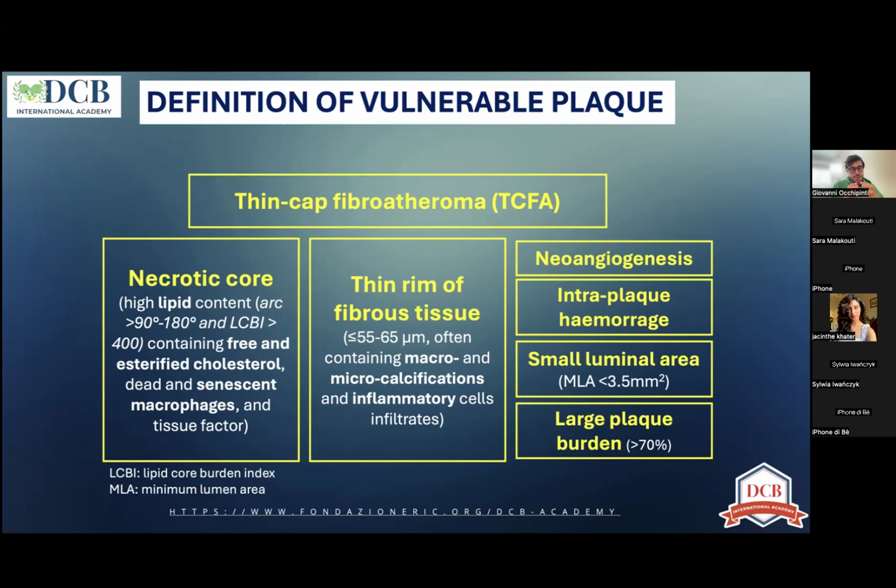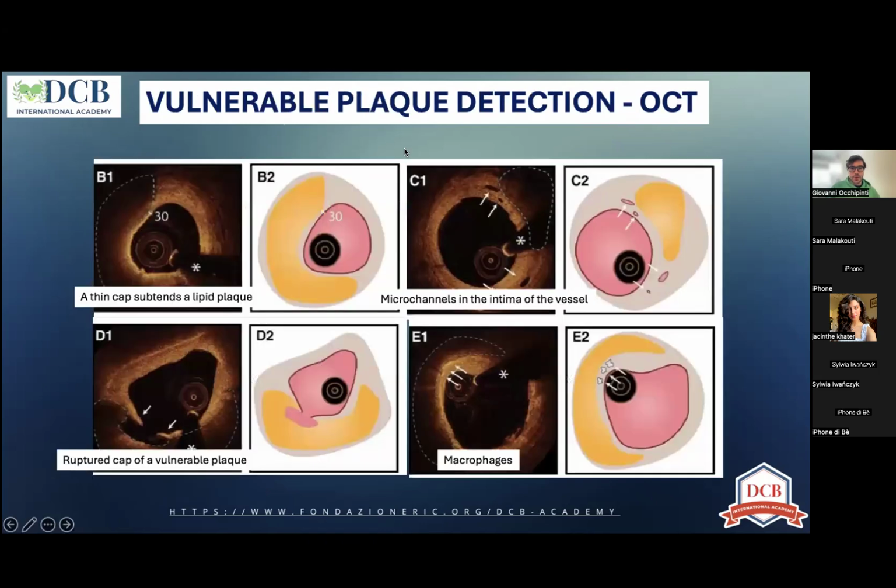Vulnerable plaque is present in the context of a small luminal area, defined by a minimal lumen area less than 3.5 square millimeters, and in the context of a large plaque burden, defined as more than 70% plaque burden. So what about vulnerable plaque detection?